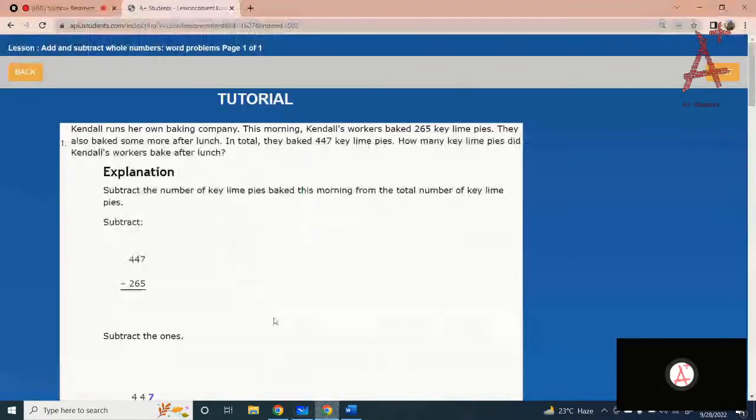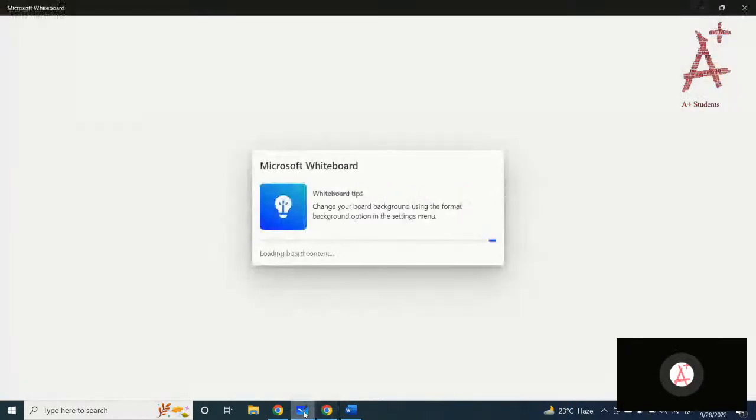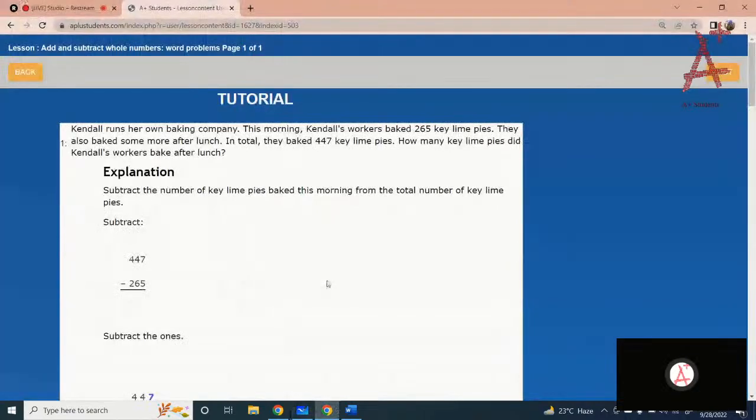Okay, so you have to subtract 265 out of 447. So you can just subtract the rightmost digits, that are the ones. So 7 subtract 5 is 2. Then you have to subtract the digits that are at the tens. So you have to subtract 6 out of 4. You cannot subtract a greater number out of the smaller one, so you have to borrow 1 from the hundreds digit.